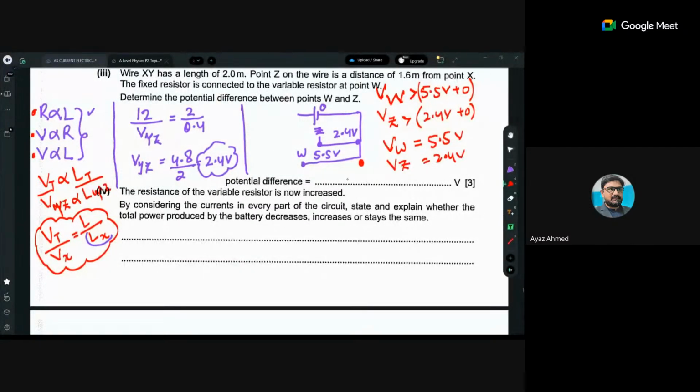So when you are going to find out the potential difference, it is V at W minus V at Z. So just subtract both of them. 5.5 minus 2.4. So what will be your answer? 3.2 volts. Is it clear to you? Yes sir, clear. It is that question which basically creates a problem for the students.